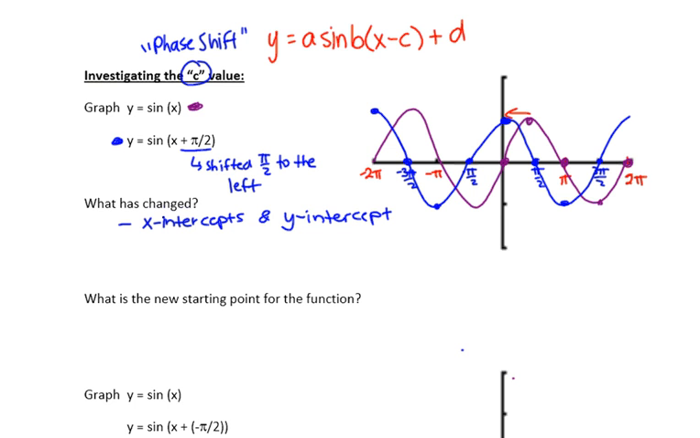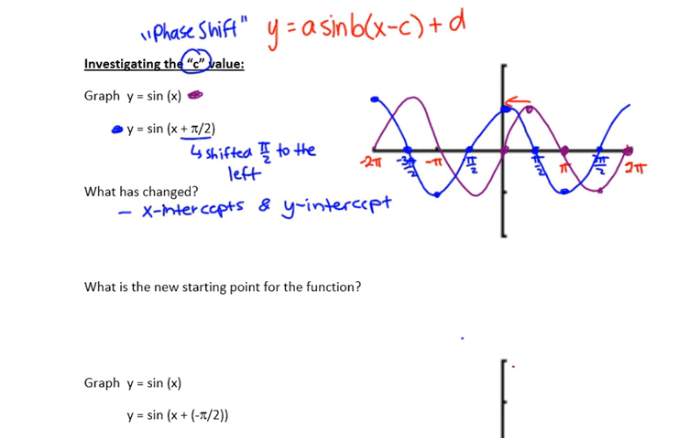So what is the new starting point? The new starting point of this function. So it used to be 0, 0. Now what's this point right there? 0 and 1. So this is 0, 0. And now the y-intercept is 0, 1.